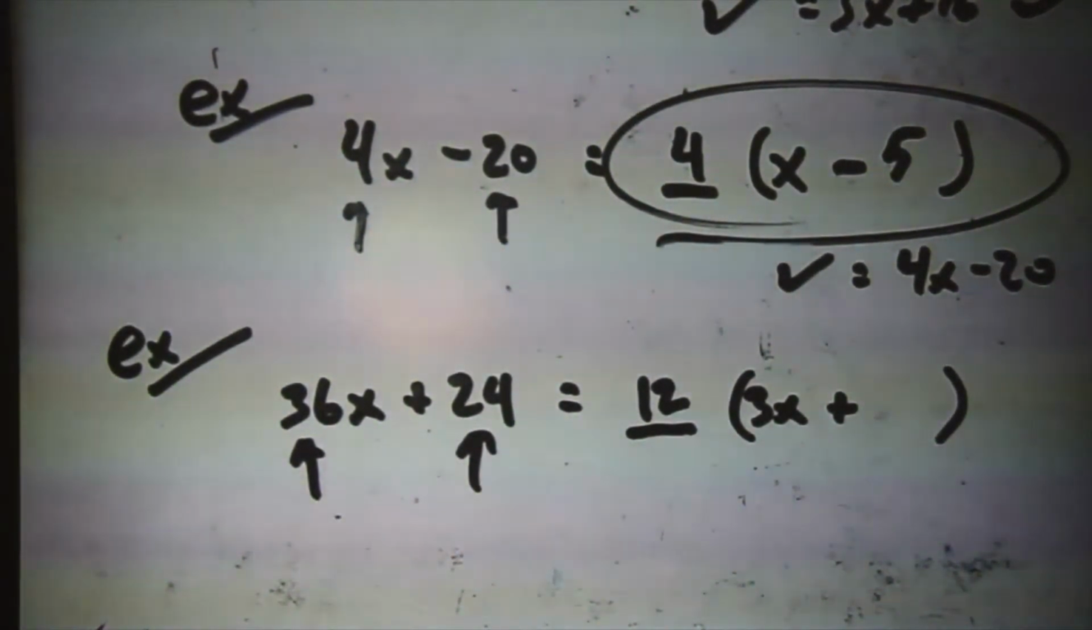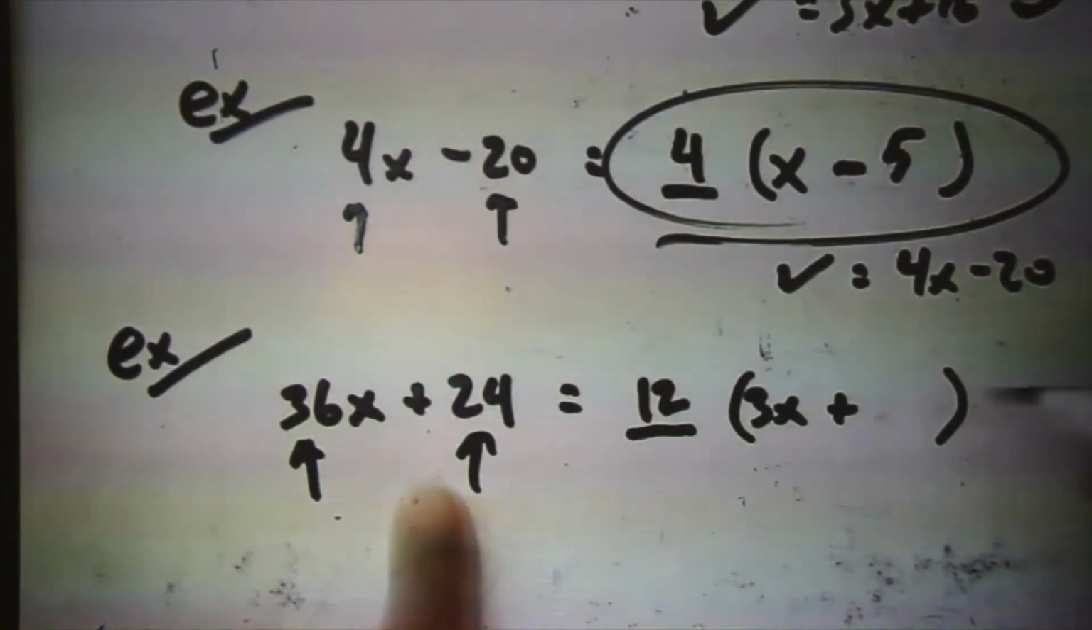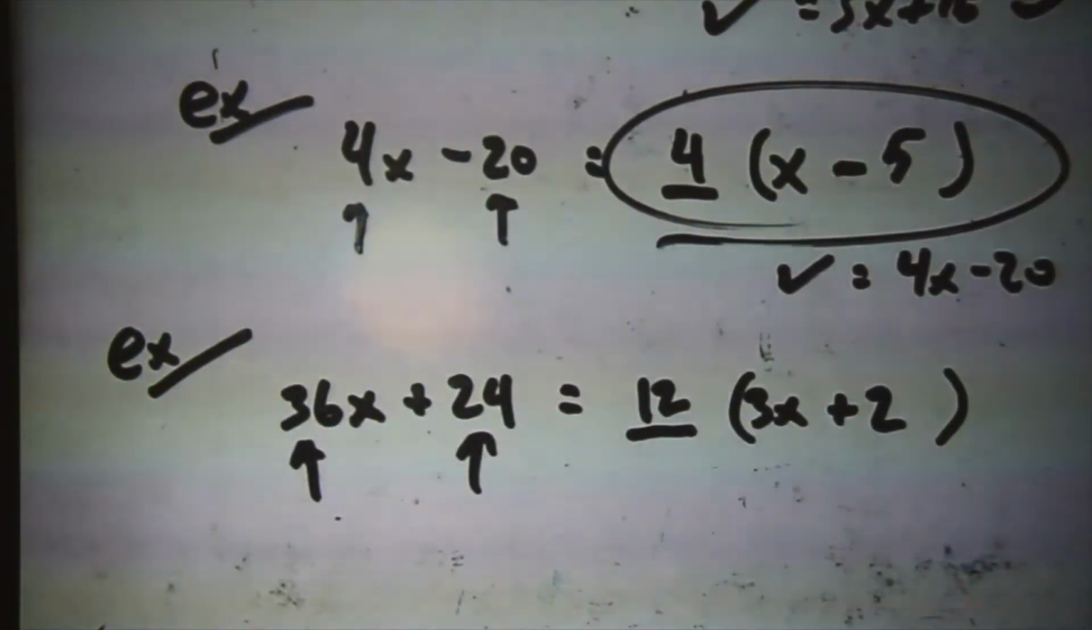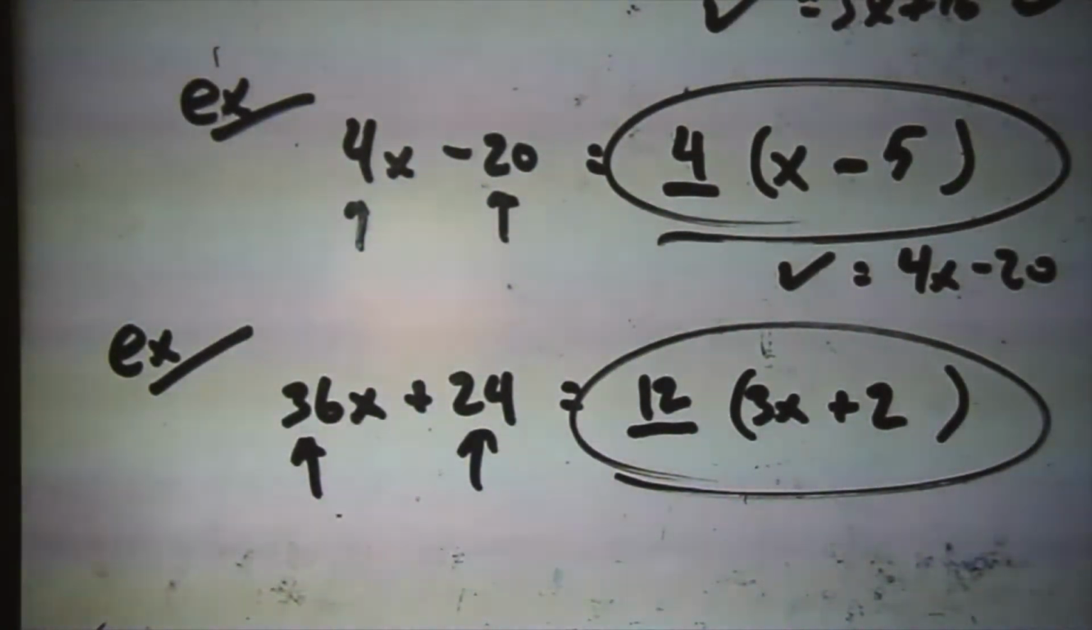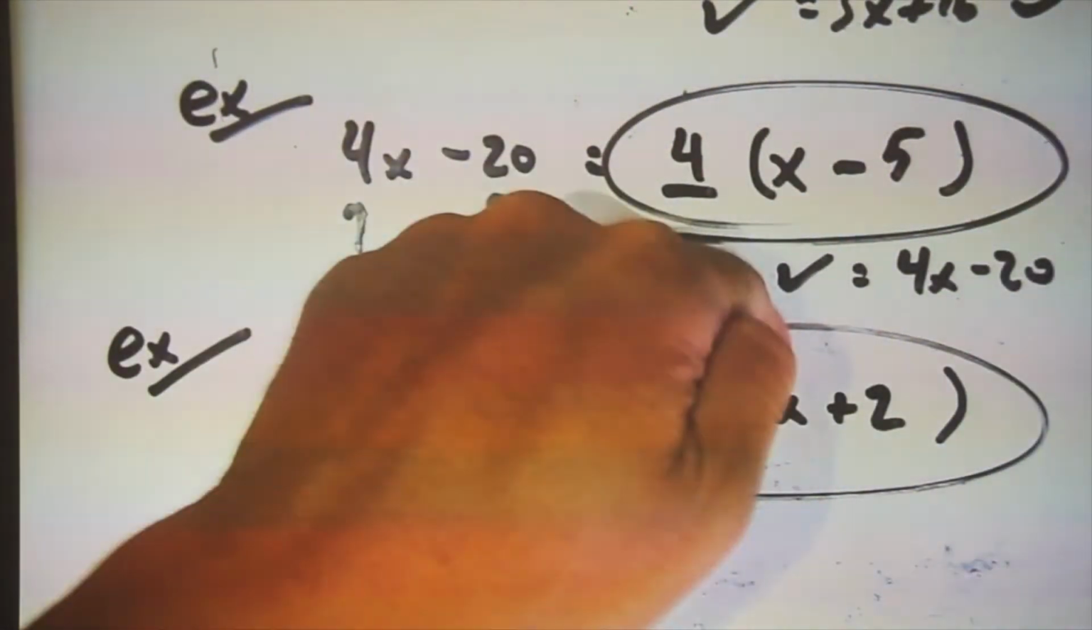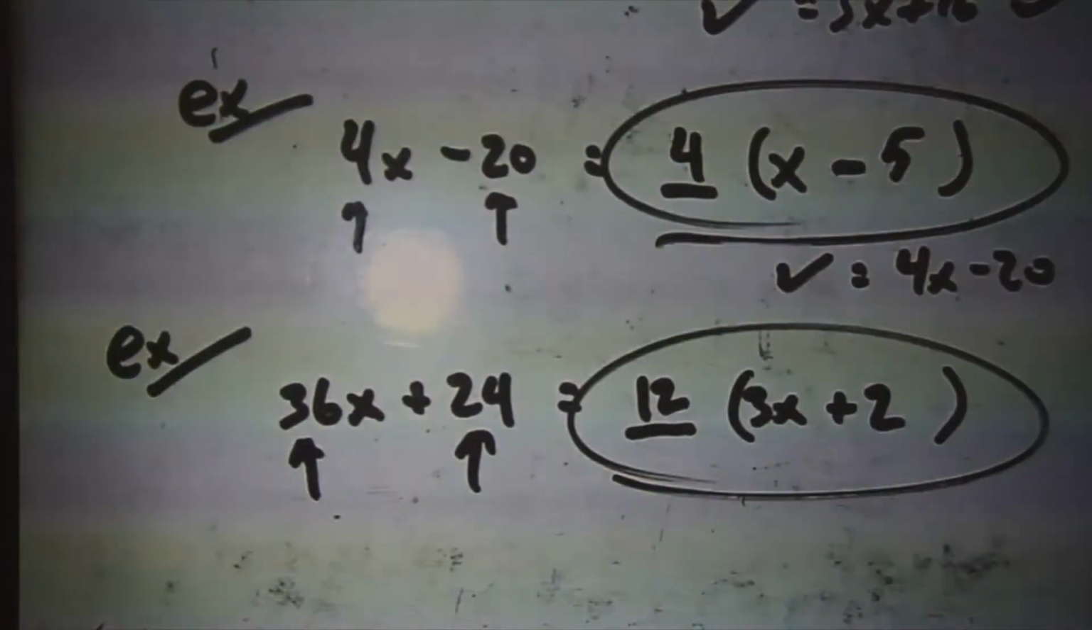And then what times 12 gives us 24? Well, that would be 2. So now this is the completely factored solution. And again, you can quickly check mentally by distributing. You get 36x plus 24, all right?